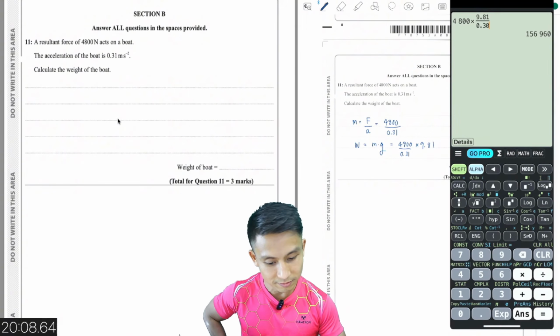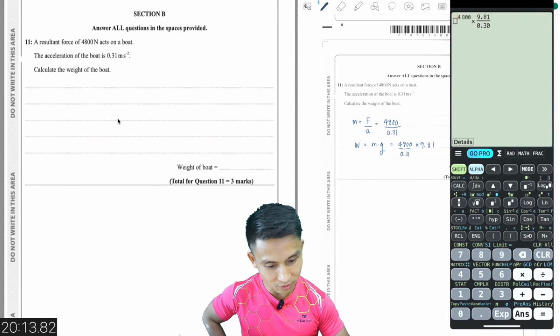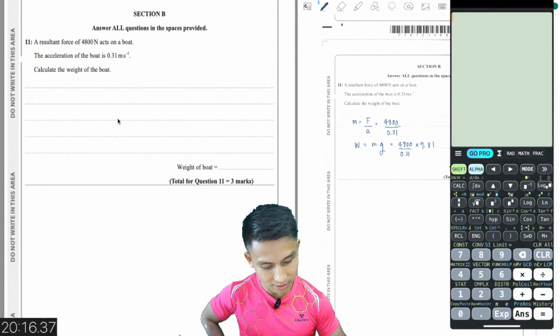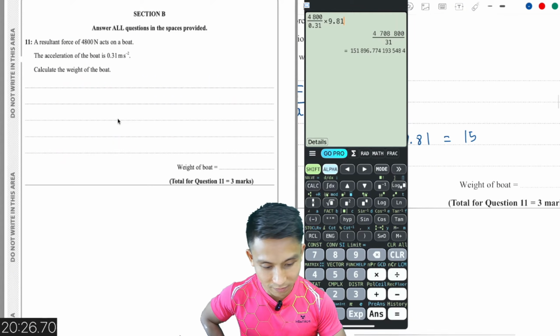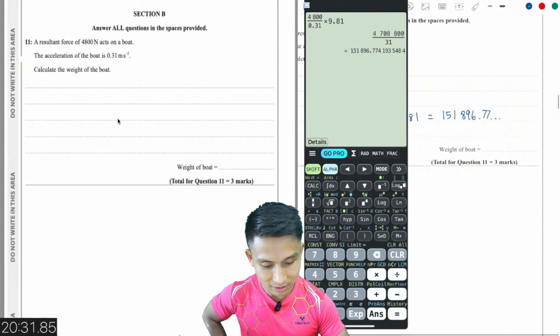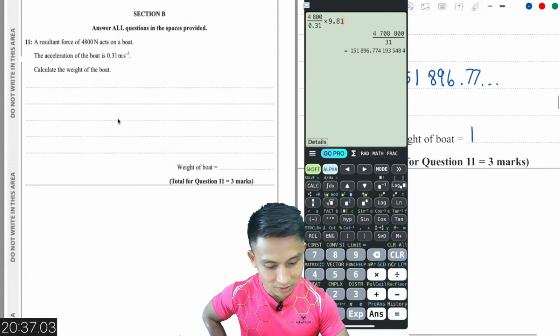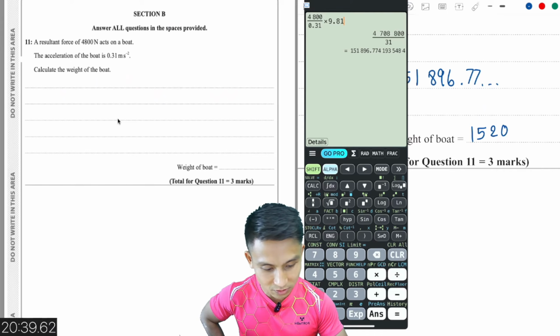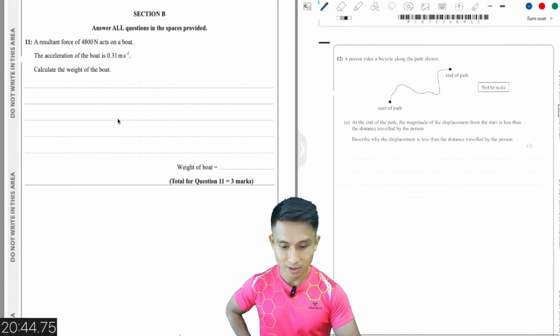I'm just checking. Oh, I plugged in the wrong number there, guys. Gotta be careful. So it's 4,800 divided by 0.31 times 9.81. That is 151,896.77 and so on. I'm just going to answer with 3 significant figures, I would say: 152,000 newtons, because that's the weight they want. Okay. Number 12.